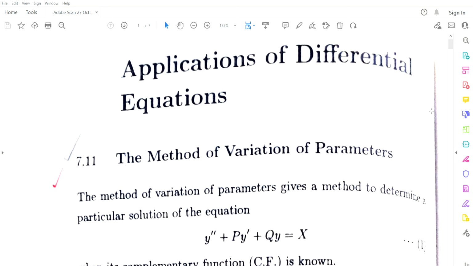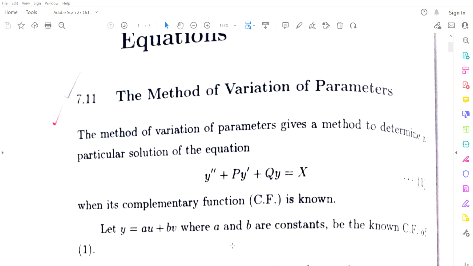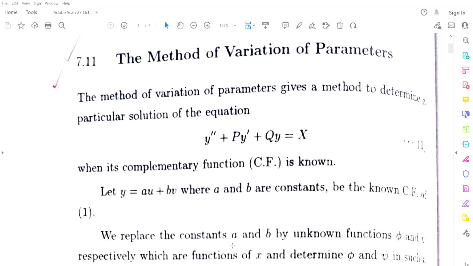This is the method of variation of parameters for solving differential equations. Now see equation number 1. That is the second order differential equation: y double dash plus p y dash plus q y is equal to x. Now this can be solved when we can find the complementary function of that equation.